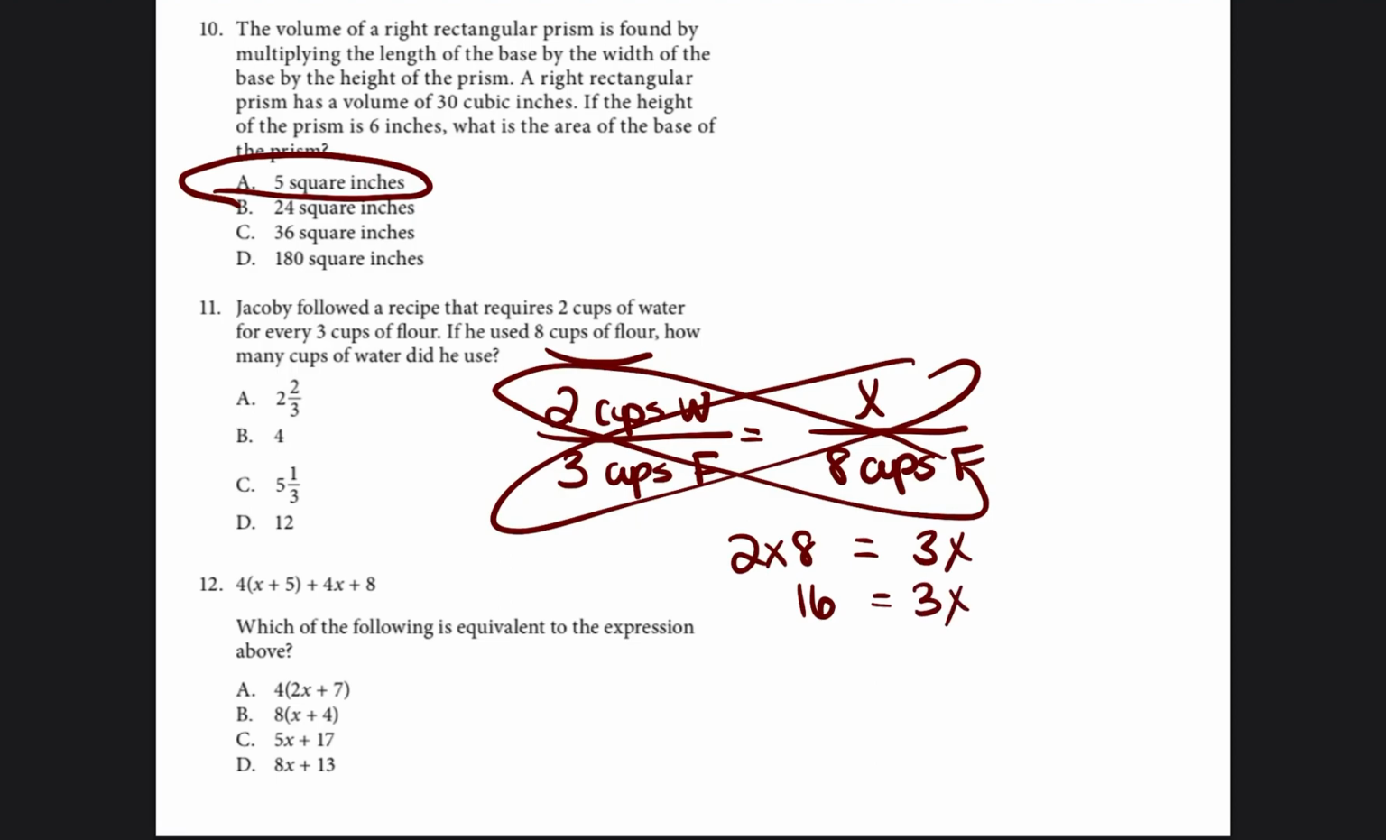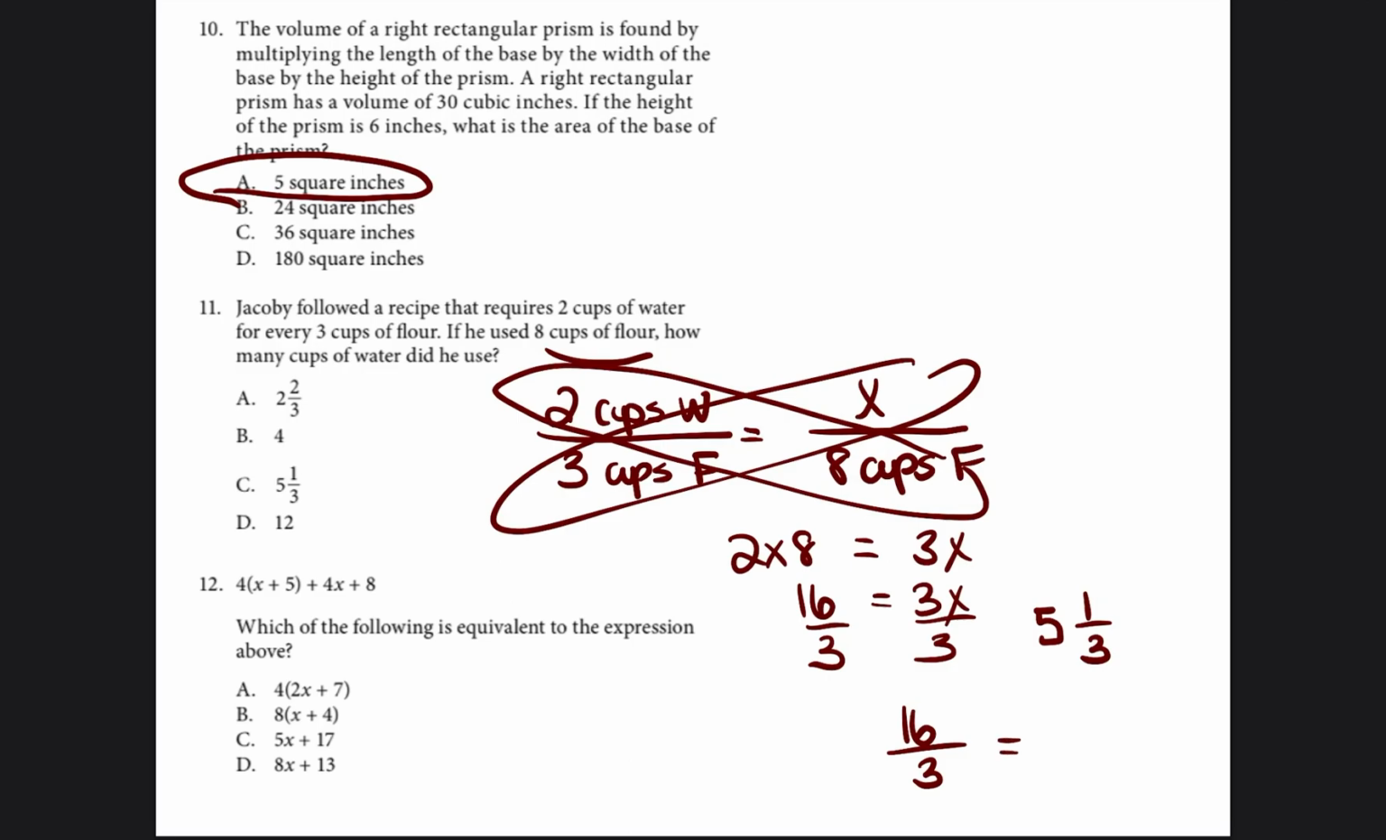And then divided by 3, divided by 3. And 16 divided by 3 is the same as saying 5 1/3. So 16 over 3 is an improper fraction.